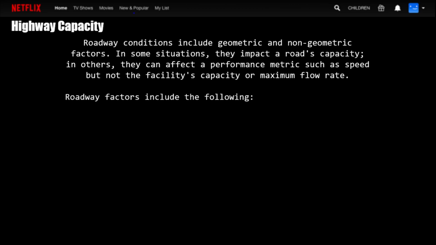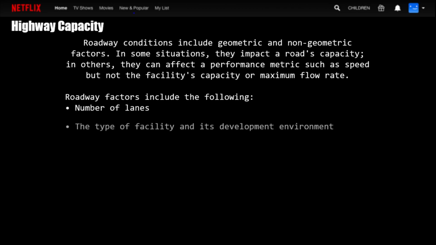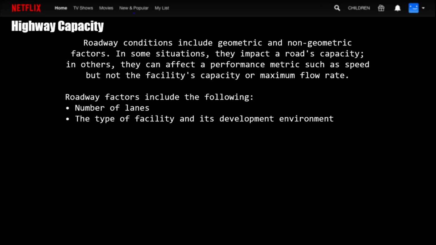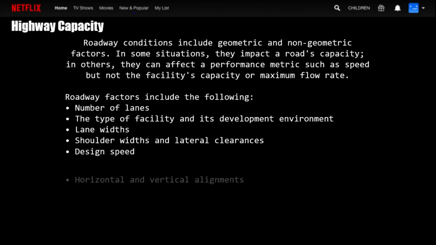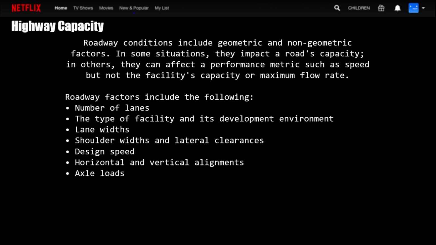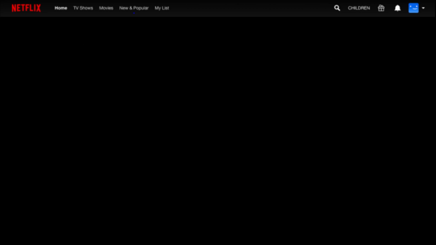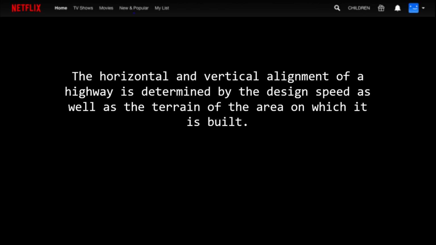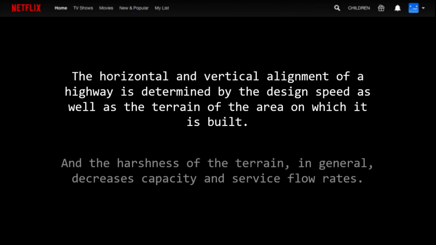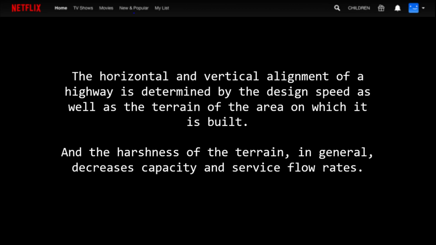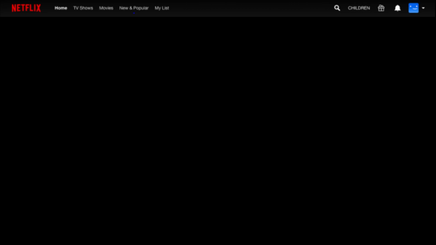Roadway factors include the following: number of lanes, the type of facility and its development environment, lane widths, shoulder widths and lateral clearances, design speed, horizontal and vertical alignments, axle loads, availability of exclusive turn lanes at intersections. The horizontal and vertical alignment of a highway is determined by the design speed as well as the terrain of the area on which it is built. And the harshness of the terrain in general decreases capacity and service flow rates.